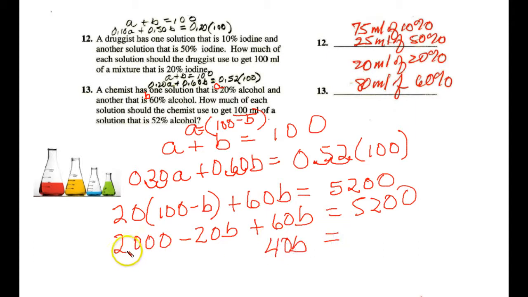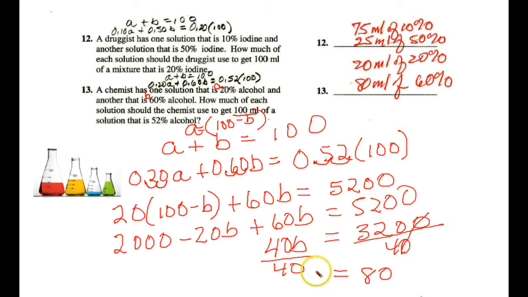Now we're going to subtract 2,000 from both sides. This will give us 3,200 over here. We're going to now divide both sides by 40. And that goes into there 80 times. So our B is 80. 80 right there of the 60%. And of 100, then there's 20 for the other. So we did one by elimination, one by substitution.